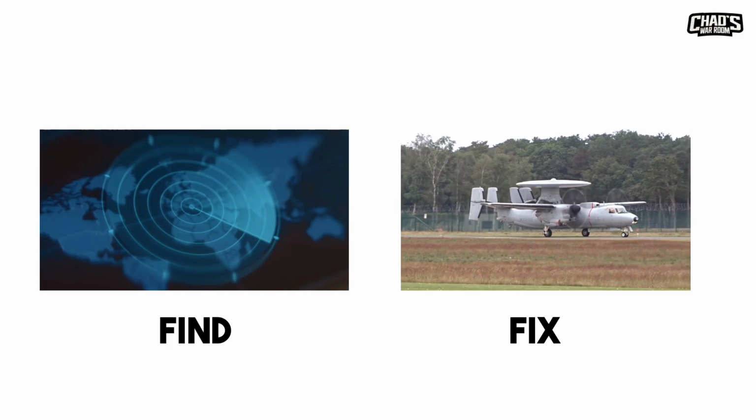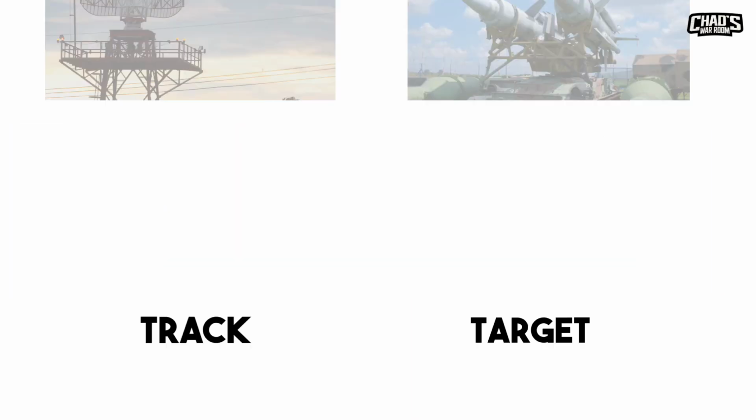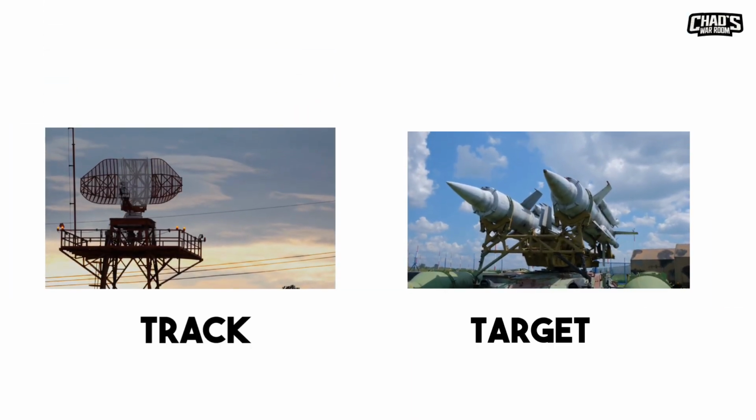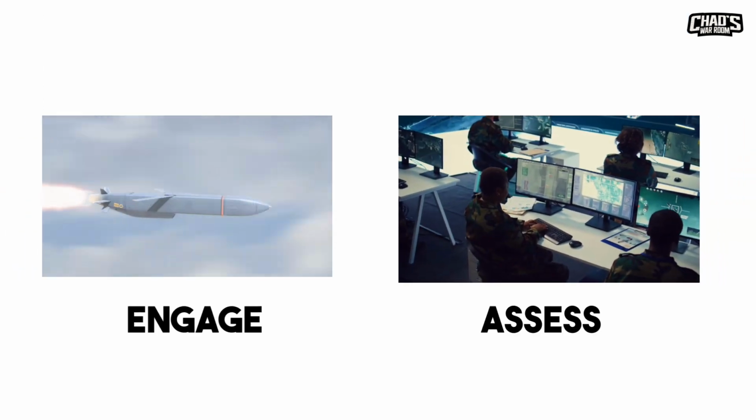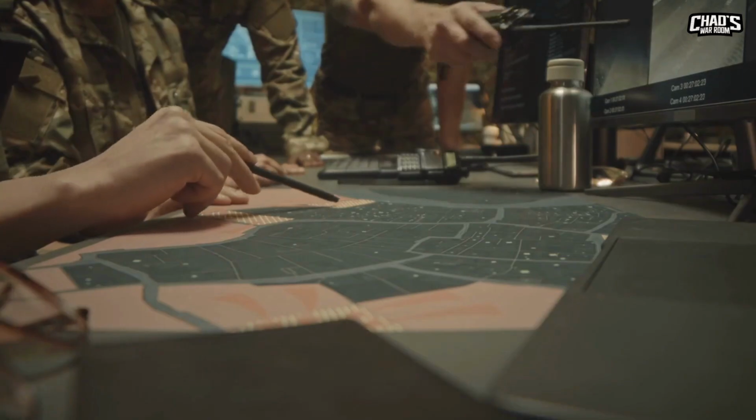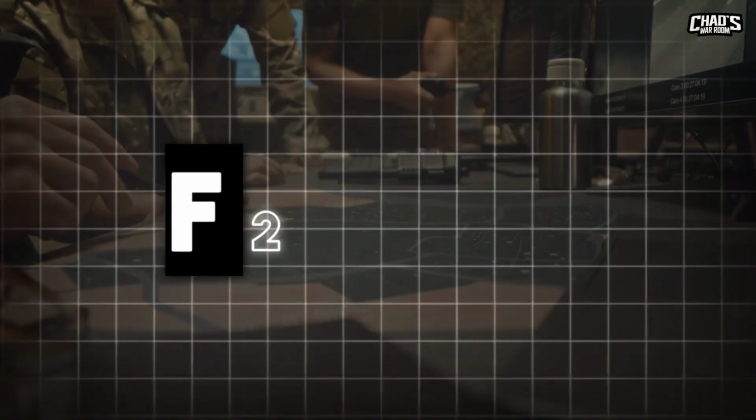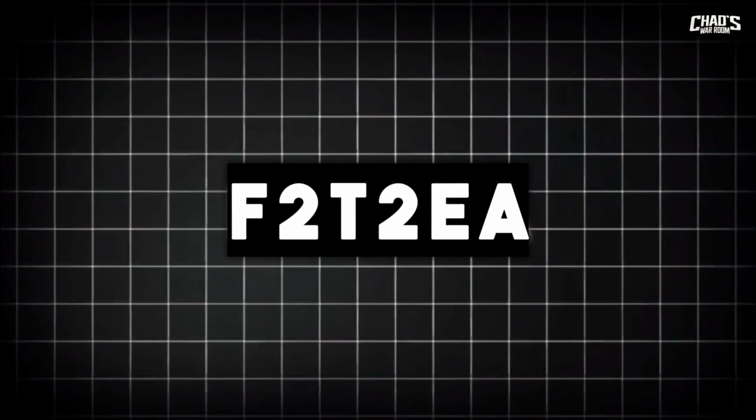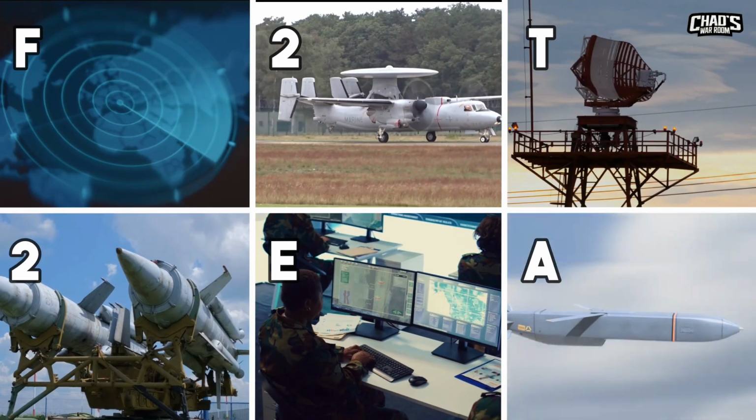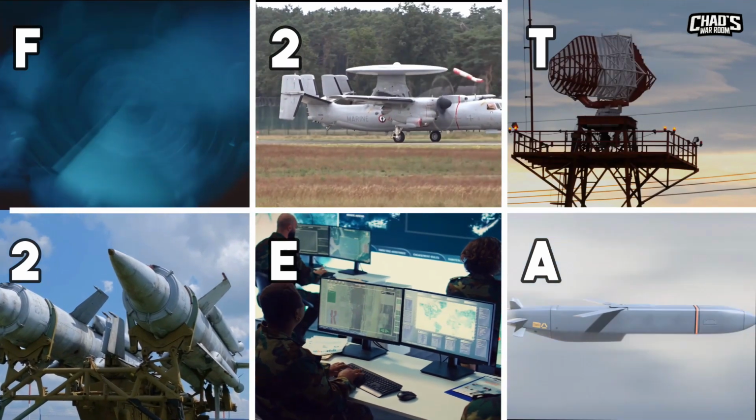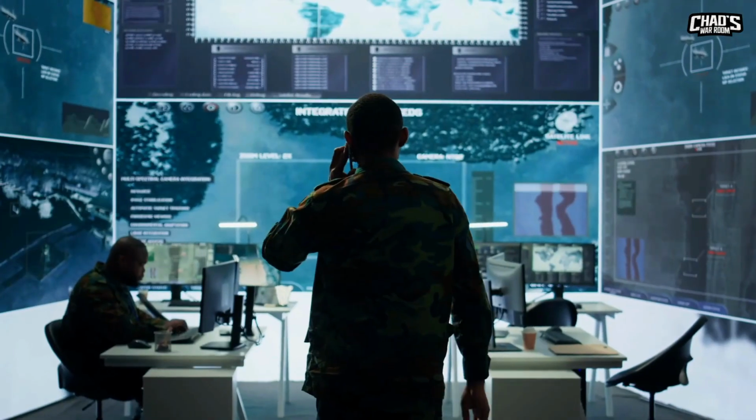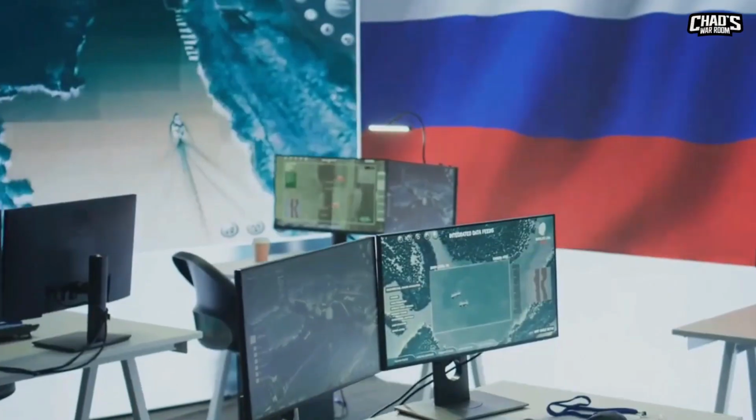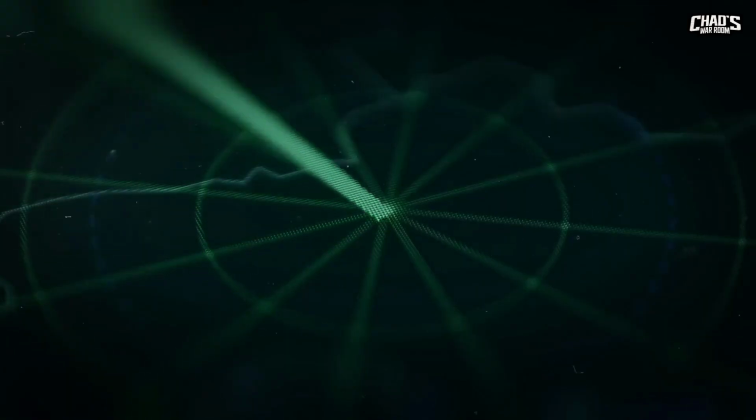Find the target, fix its position, track its movement, target a weapon against it, engage, assess the result. In U.S. military doctrine, this sequence is formally designated F2T2EA. Find, fix, track, target, engage, assess. Each step has a different owner, a different platform, and a different point of failure. 6 steps means 6 places the chain can break.